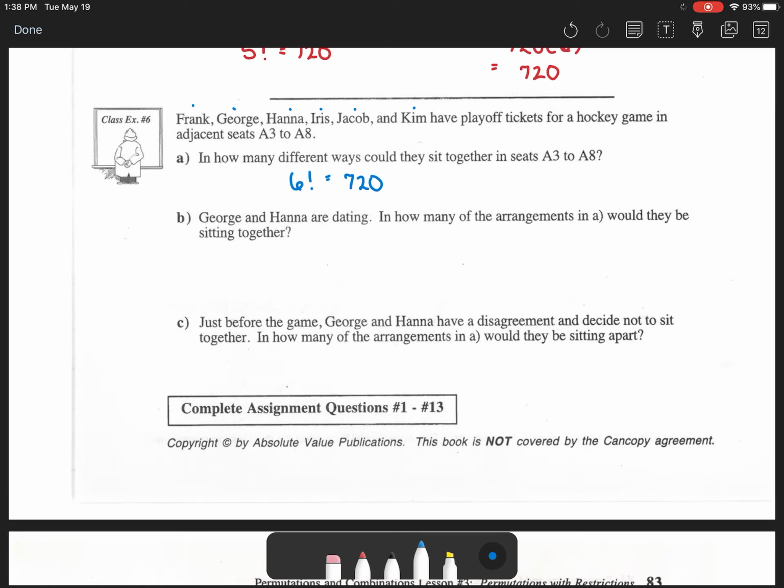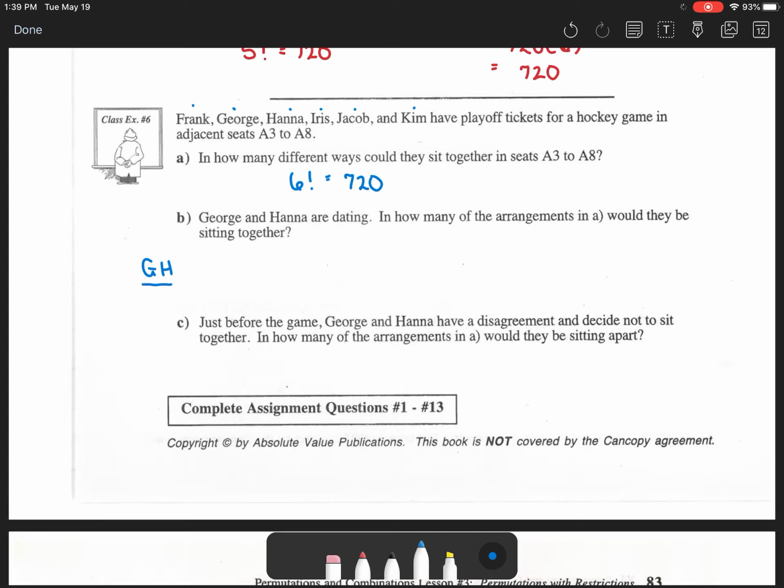Now, George and Hannah are dating. And how many of the arrangements in A would they be sitting together? So again, this is where you want to draw parallels between this question and ones that we just did. Basically all they're saying here is that George and Hannah are going to be together. So we're going to treat George and Hannah as one element. Notice it doesn't say George and then Hannah. It could be George and Hannah or Hannah and George. So in this question, I will have to multiply by the number of ways George and Hannah can be together. I'll show you that in a second.